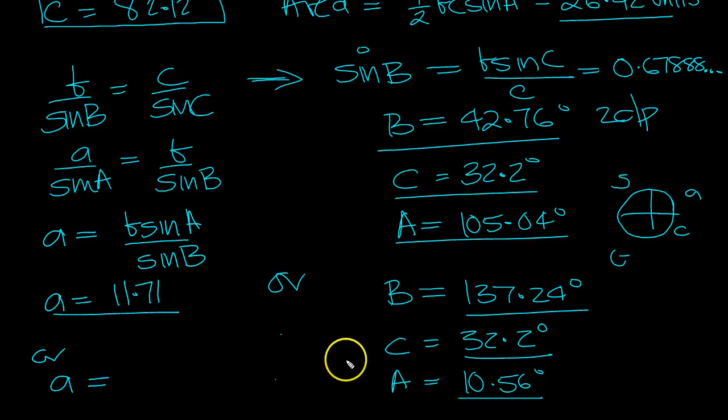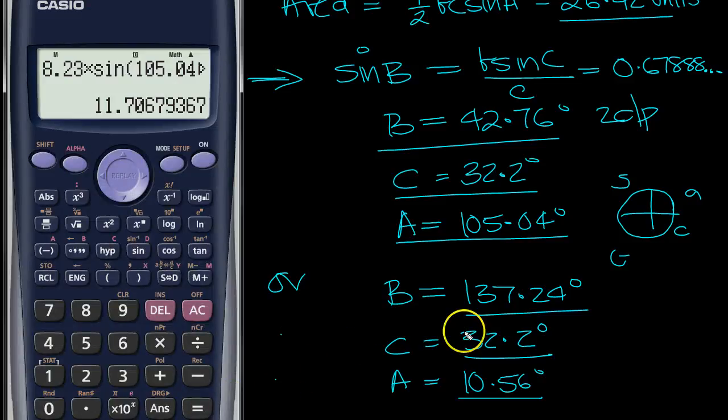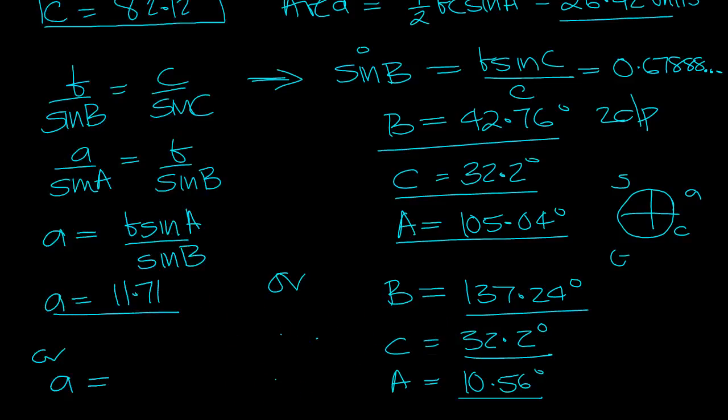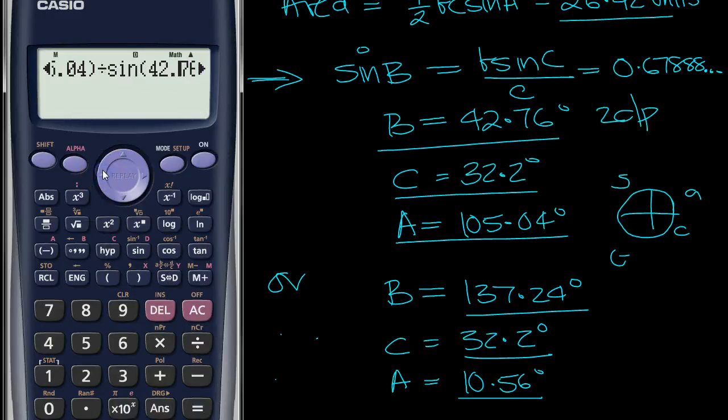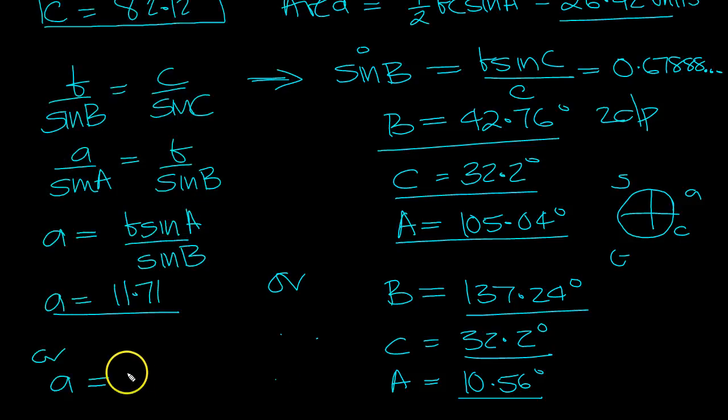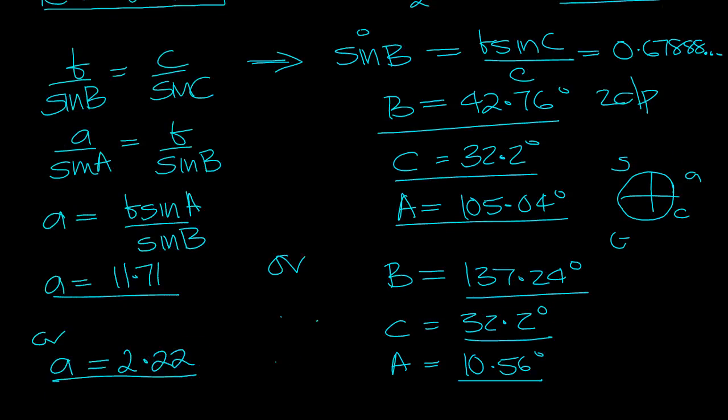Or A will equal. Now, what's different? We've got the formula still. B sine A over sine B. So sine A is now 10.56, over sine B, which is 137.24, equals 2.22. 2.22 is the alternative.